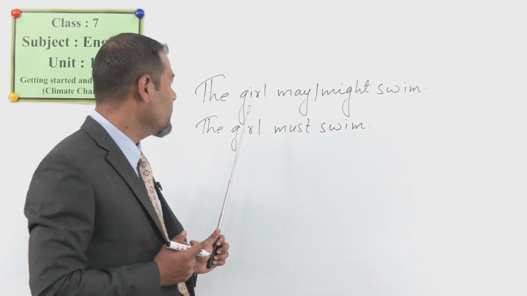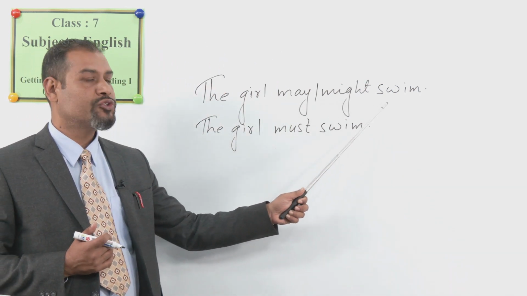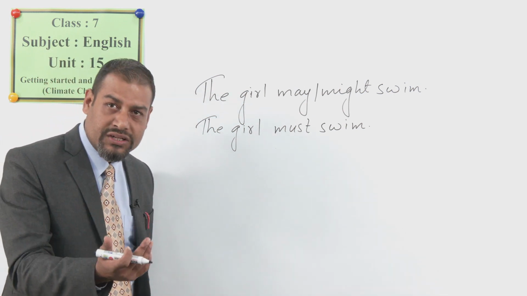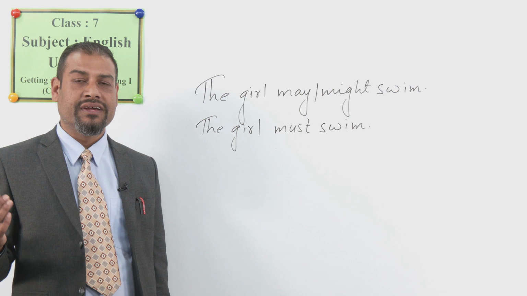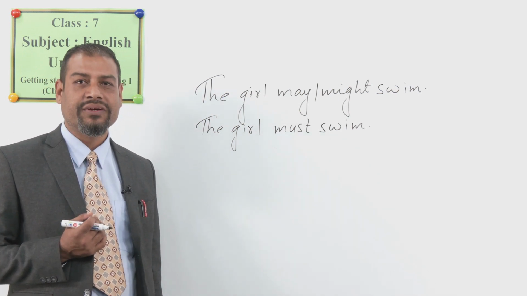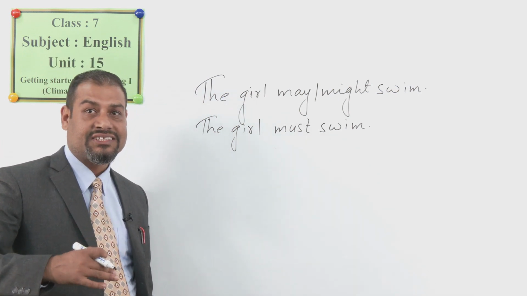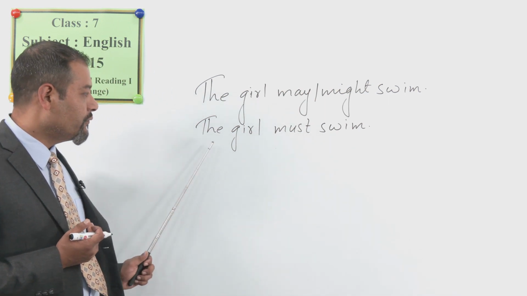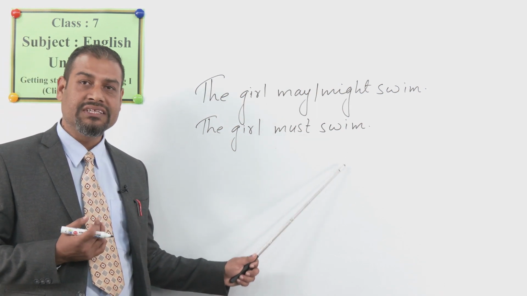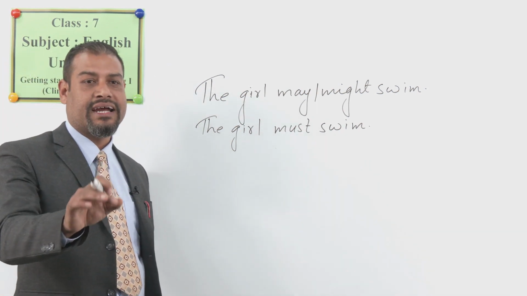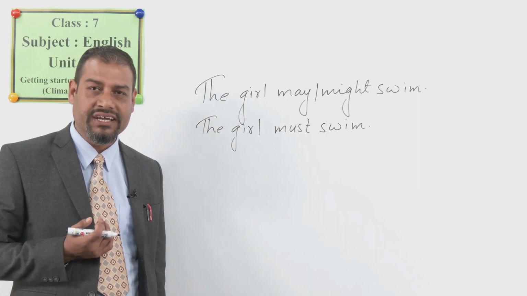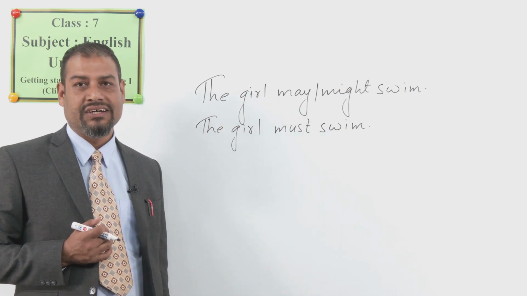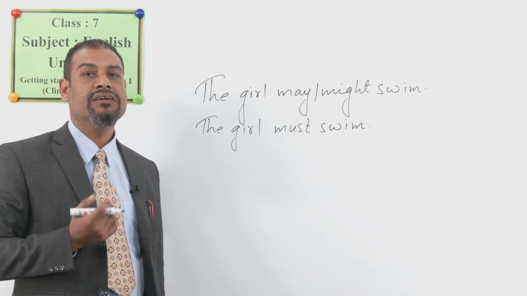See, if you say the girl may or might swim, it means it is not sure. The girl can swim also, the girl cannot swim. 50-50% chance. Okay, you can understand. 50% chance to swim, 50% chance not to swim. But if we say the girl must swim, it means it is very much sure that the girl swims there. Okay, so from here you have to understand the degree of probability, whether that takes place or not.